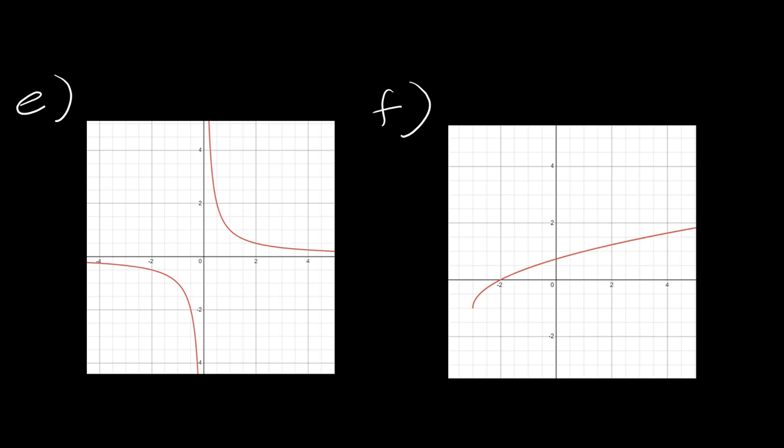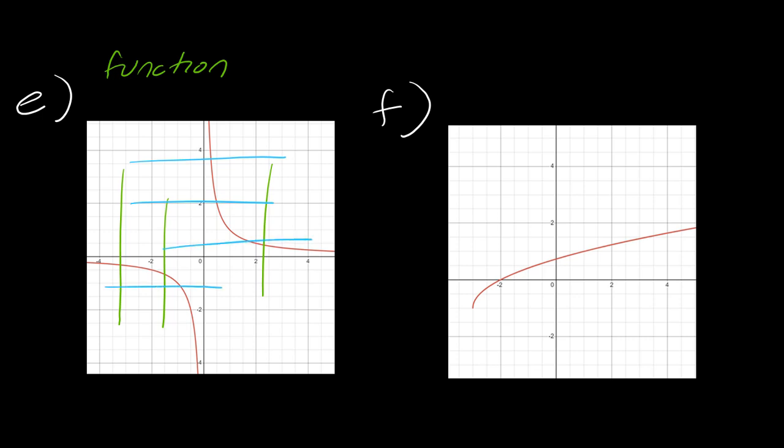Continuing on, I've got E here. This one passes the vertical line test, so this is definitely a function. And then also, if I go this way, it's also one-to-one.